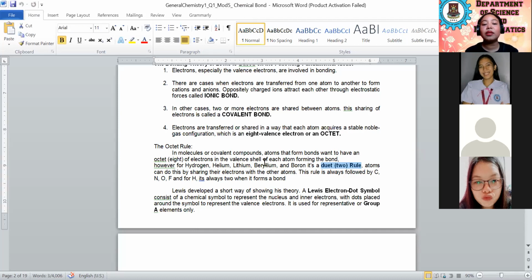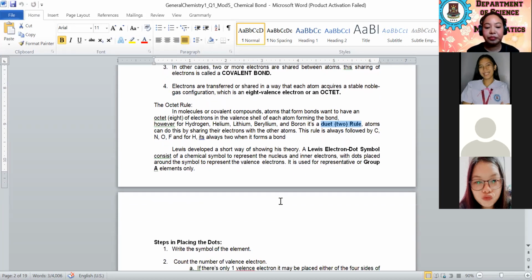Kay ilahang mga atoms ani, ilahang mga electrons dili kaabot og 8. So atoms can do this by sharing their electrons with the other atoms para mahimo silang Duet Rule. This rule is also followed by carbon, nitrogen, oxygen, fluorine, and for hydrogen, it's always 2 when it forms a bond.